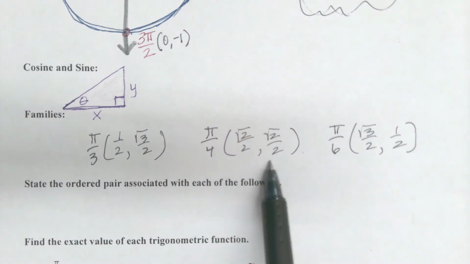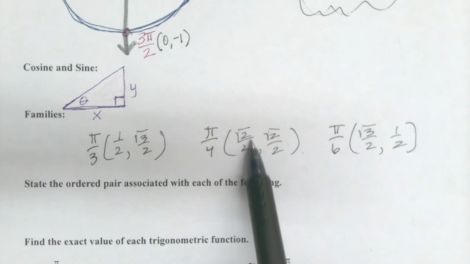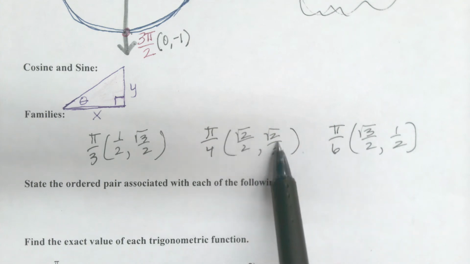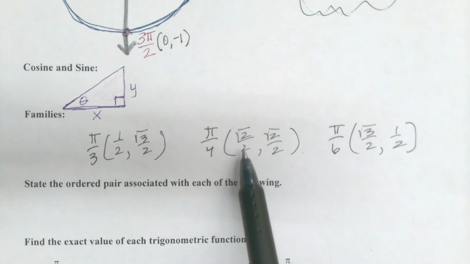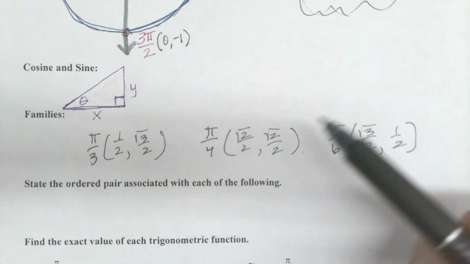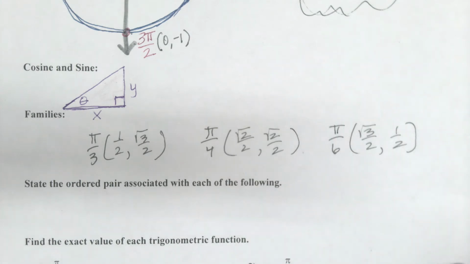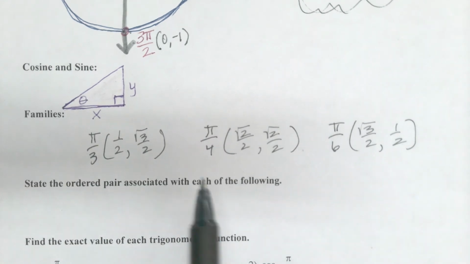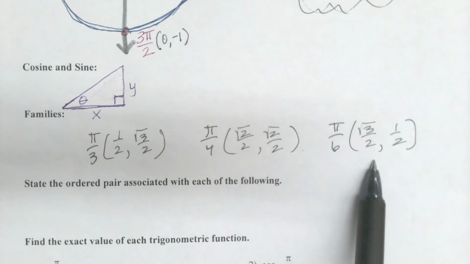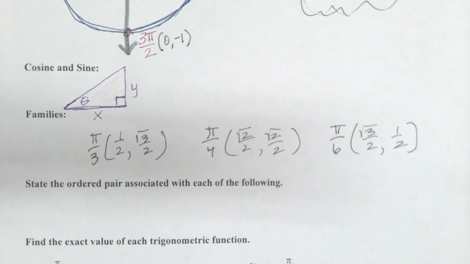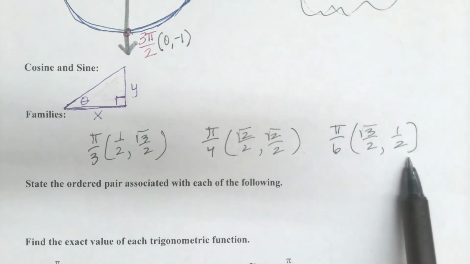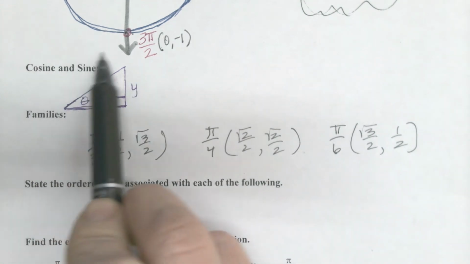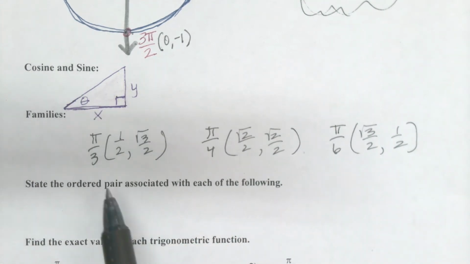Pi over 4 is the easy one, because that's the one that only deals with the 2 and the 2. Square root of 2 over 2, square root of 2 over 2. It has two square roots of 2 over 2. 2 times 2 is 4, so I remember that one that way. Sort of a little repetitious, but I would say take the time and study these, because we're going to revisit these over and over and over again. Okay? Now I need to go into sine and cosine.